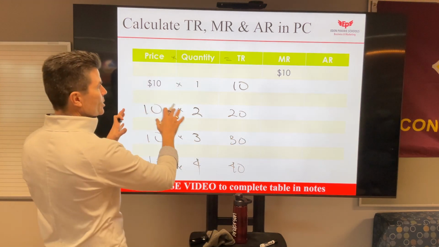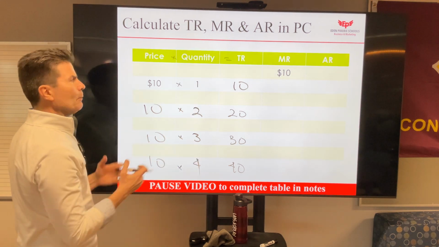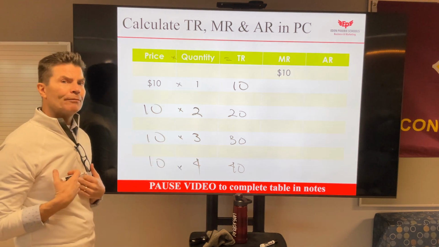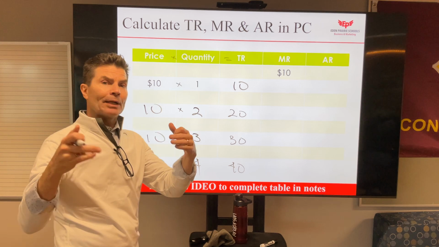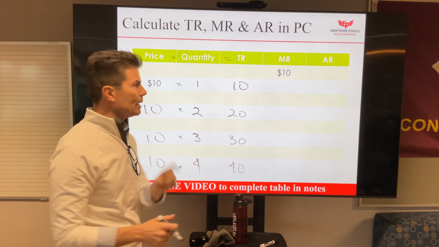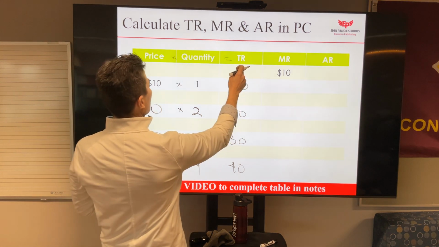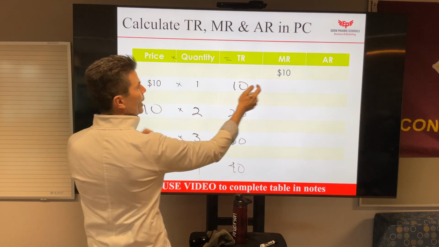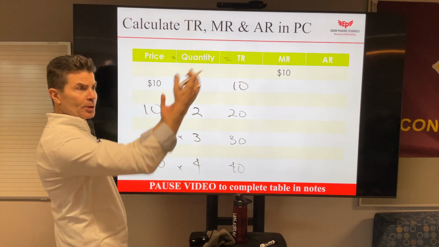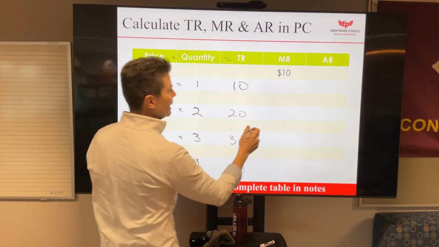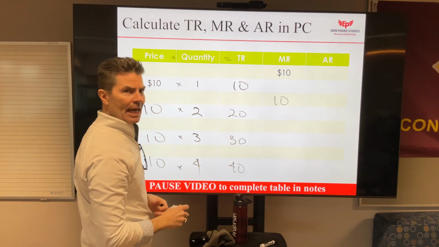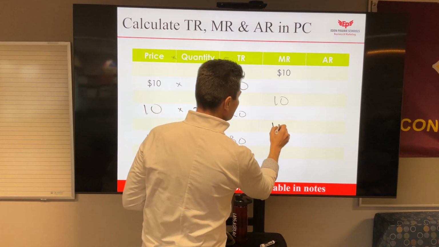Right? So once you see 10, 20, 30, 40, I want to find out what is my marginal revenue. So how much additional revenue did I generate by making one more product? Well, the difference between making 0 and 1 was 10 because I went from 0 to 10. Going from 10 to 20 is 10. Going from 20 to 30 is 10.